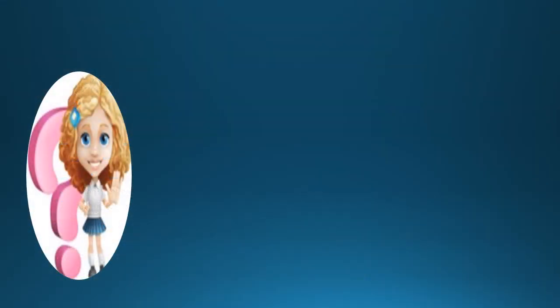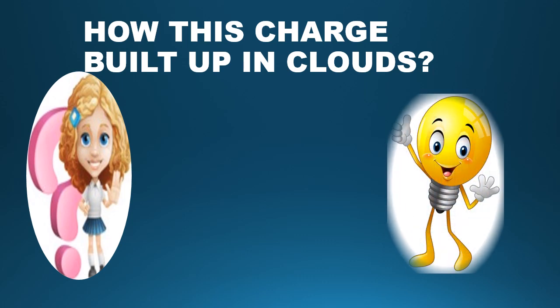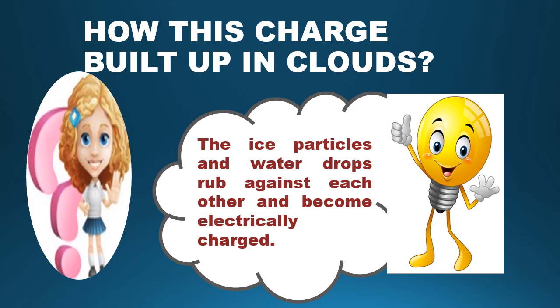Hey Sparkle, I have a question here. How does this charge build up in the clouds? Well, in the clouds, ice particles and water droplets are there. When the clouds fill with these ice particles and water drops rub against each other, they become electrically charged. This charge is due to the transfer of electrons between two clouds.